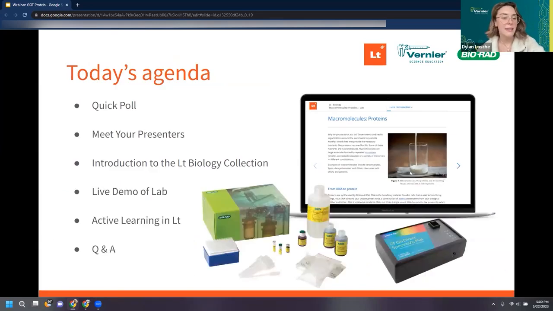Today's agenda is going to be, we're going to go ahead and take a quick poll. We'll meet our presenters, go over a quick introduction to the LT Biology Collection, go over a live demo of a lab, explore some active learning in LT, and then we've left a little time at the end to do a Q&A session with some of the subject matter experts that are here in the room with us. So with that, we'll dive right in.